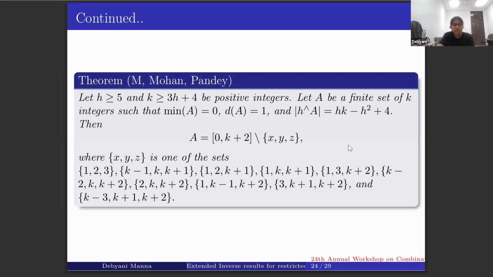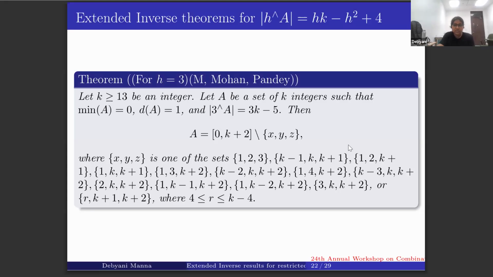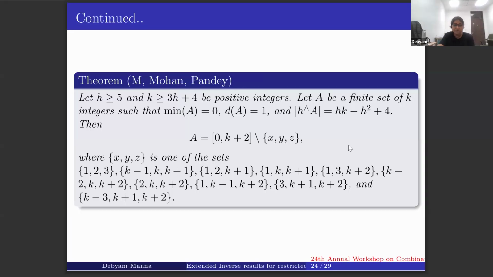The purpose of this is, when we're taking these cardinalities like this, h fold A is equal to hk minus h square plus 4, we have calculated till 4, because after that the calculation becomes so complex. But if we calculate after 5 and beyond, then we will actually get a different result for lower cases, and for upper cases, for large h, we can generalize.